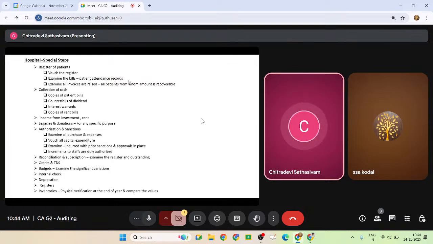Then legacies and donations. Legacy donation means, for example, especially in hospitals, they might get some specific donation amount. Some donations they will give with a reference letter, saying use this money to buy these equipments for your operation theatre. So you have to use that fund only for that specific purpose. Sometimes the donor will say that this fund should be used for the laboratory, for buying lab equipments and all. So there are multiple purposes actually.